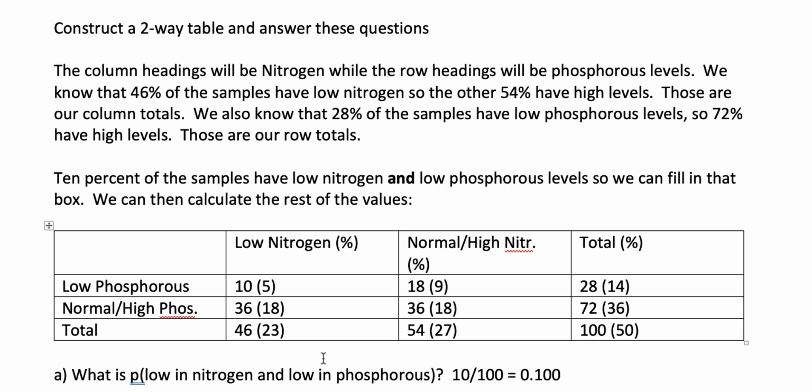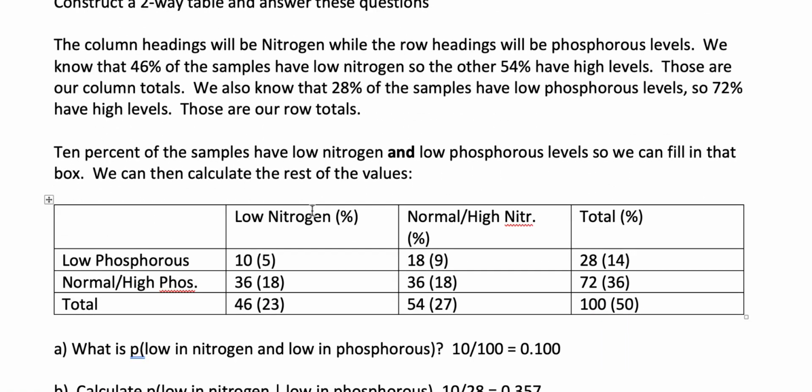And so what we know is that 46% of the sample is low nitrogen, which means that the remaining 54% would be normal or high nitrogen. And for the phosphorus, we were told that 28% was low, and so that gives us the remaining 72% would be normal or high. And we also know that 10% were both low nitrogen and low phosphorus.